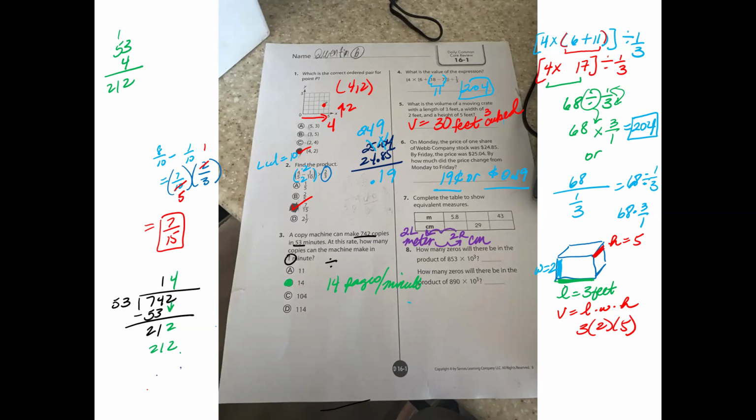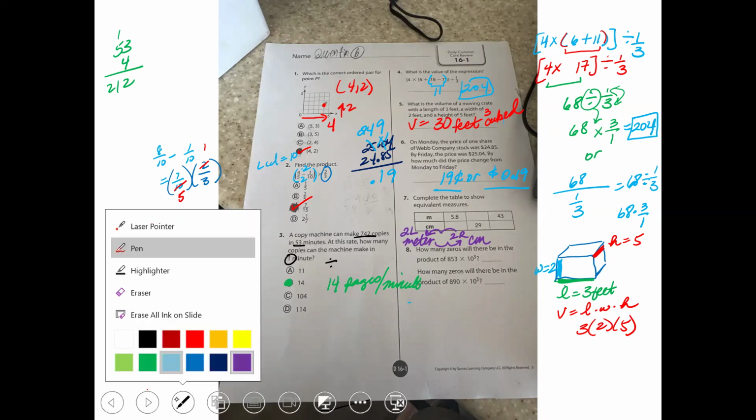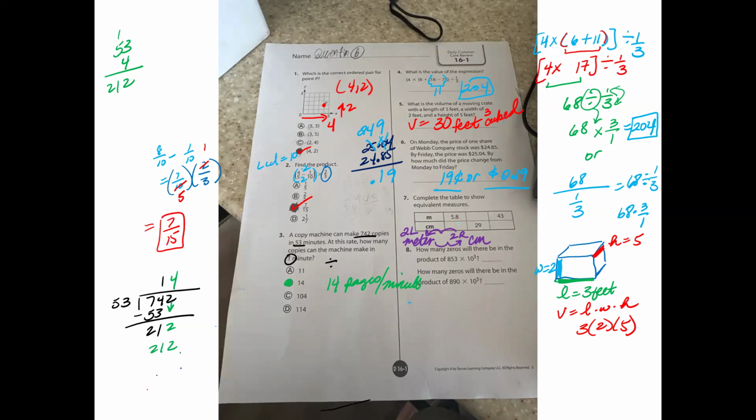So let's start moving. Let's take a look at 5.8. 5.8 what? Meters. So if you're gonna go to centimeters, which direction do you move? You want to go down? No, you want 2 spaces to the right. So 5, 8, 0. Do you see that? Okay, now you do the rest.